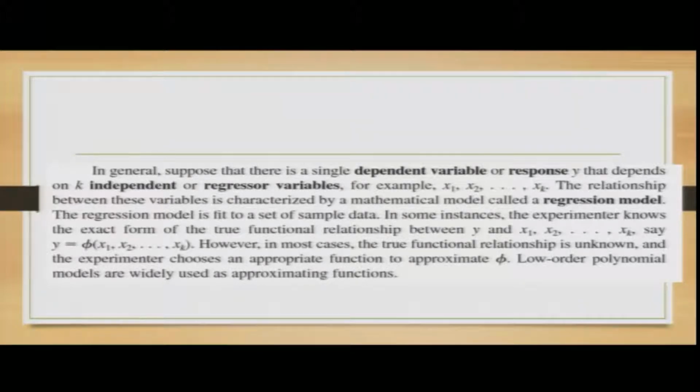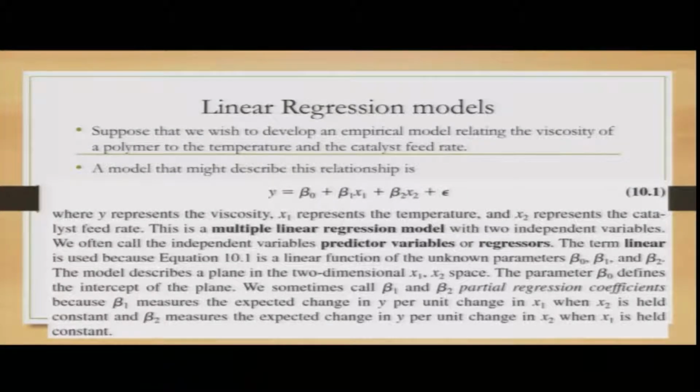So, now we are slowly expanding our discussion away from the realm of multiple linear regression. Now if we come to the linear regression model, suppose that we wish to develop an empirical model relating the viscosity of a polymer to the temperature and the catalyst feed rate. Consider the model y is equal to beta naught. Beta naught is basically the intercept. If you remember in class 10 or 11, we considered y is equal to mx plus c. This c is basically the value of beta naught, the intercept where the line cuts the axis.